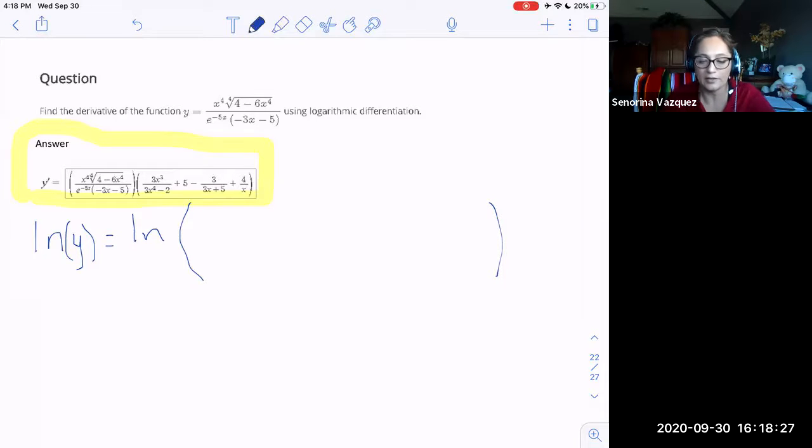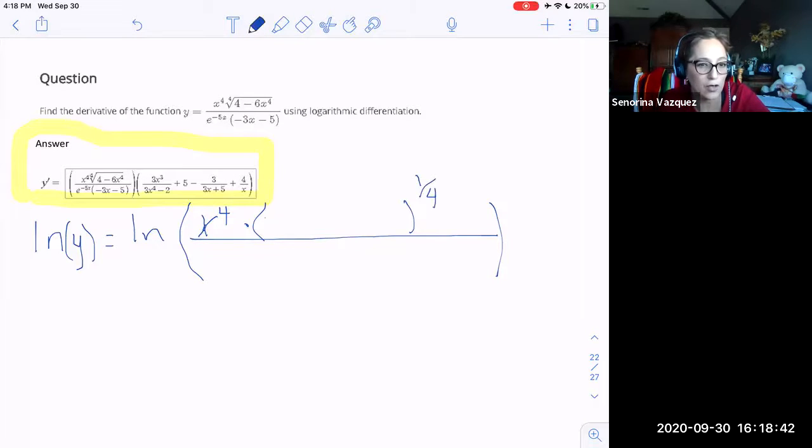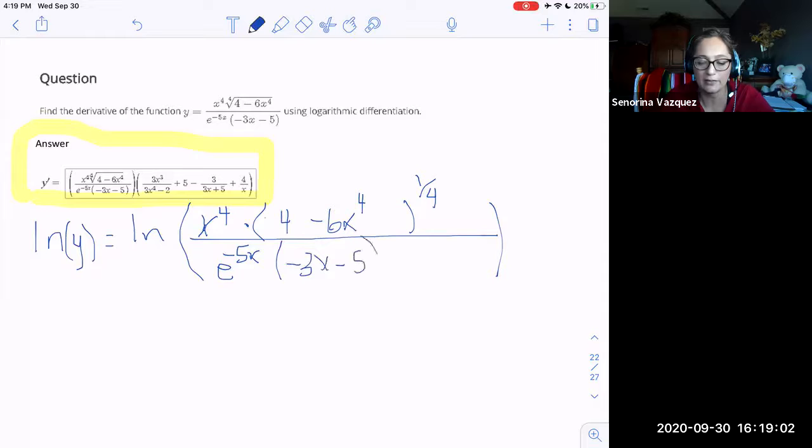And what I have inside here is a big giant fraction. And I have an x to the fourth times a fourth root. A fourth root of something can be written as a 1/4 power. I like powers because then I can use the power rule, remember? So we want to keep those roots written as powers. And this is a 4 minus 6x to the fourth. And then on the bottom, I have an e to the negative 5x. And I have parentheses, negative 3x minus 5.